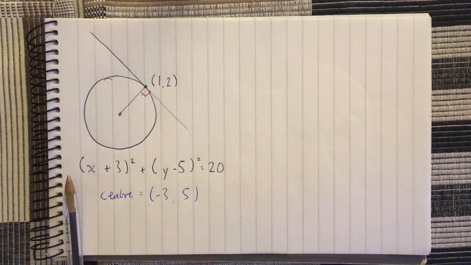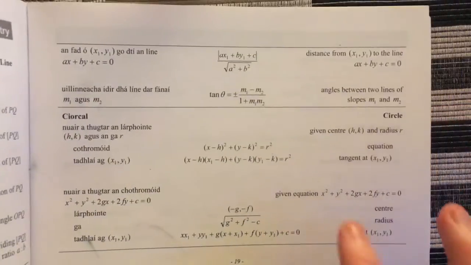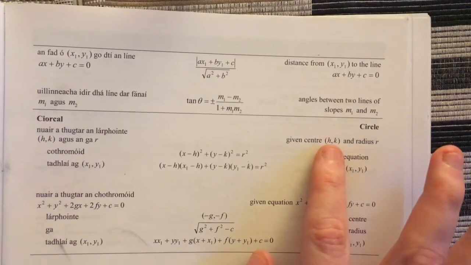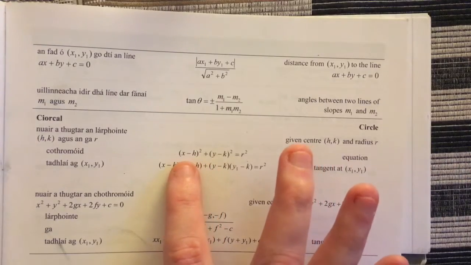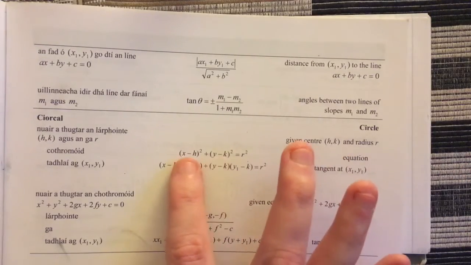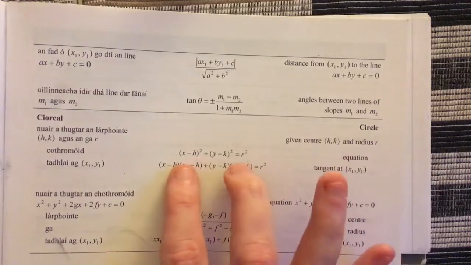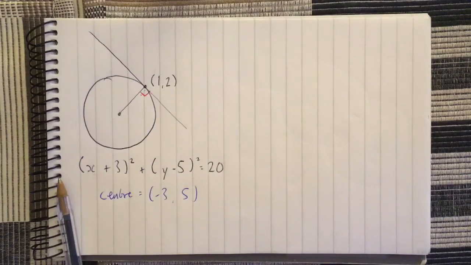It's because on page 19 in the log tables where you find that formula, you see here it says the center is (h, k), so plus h, plus k, but what's in this bracket is minus h, minus k. So you need to change the sign from what is in the bracket to get the center. So (−3, 5) in this case.